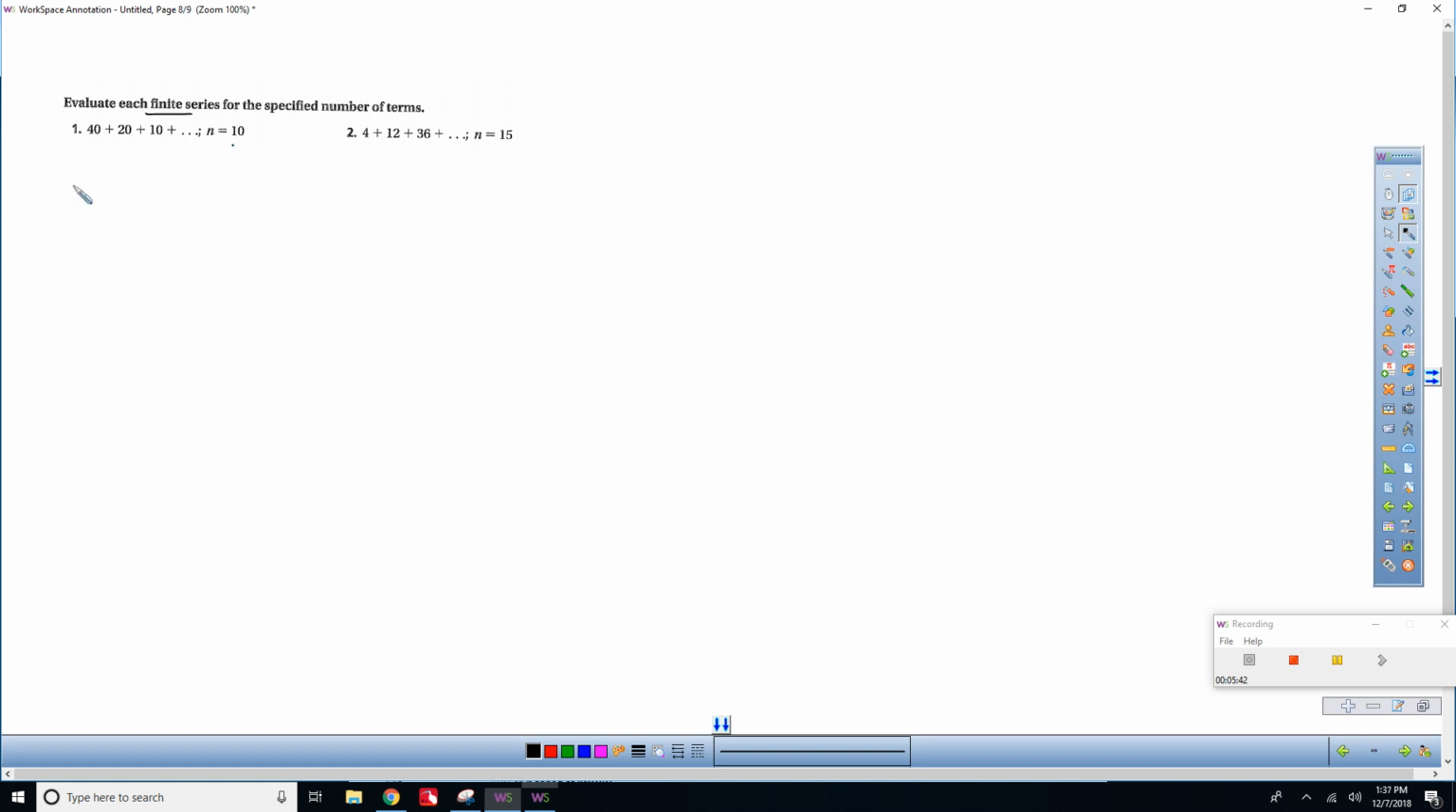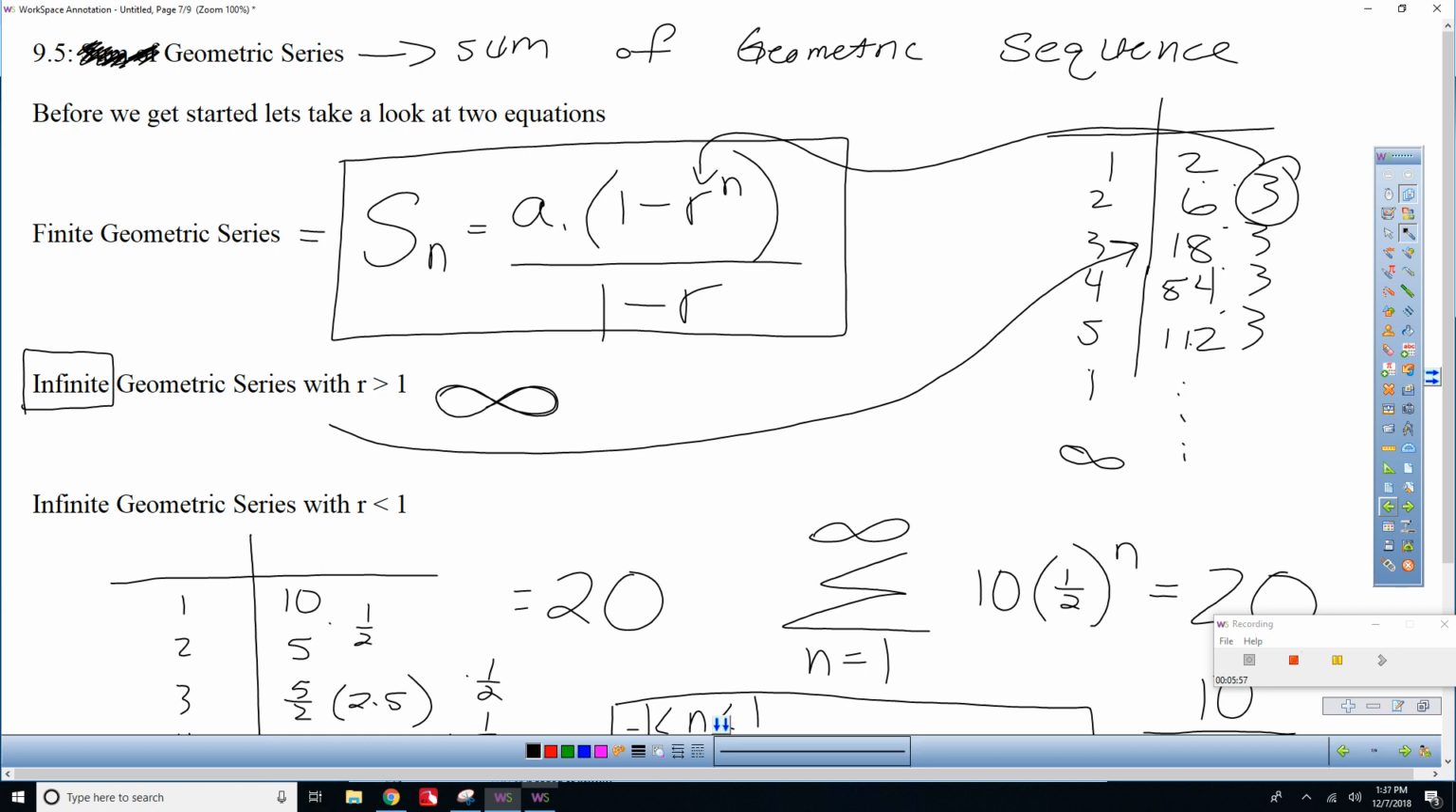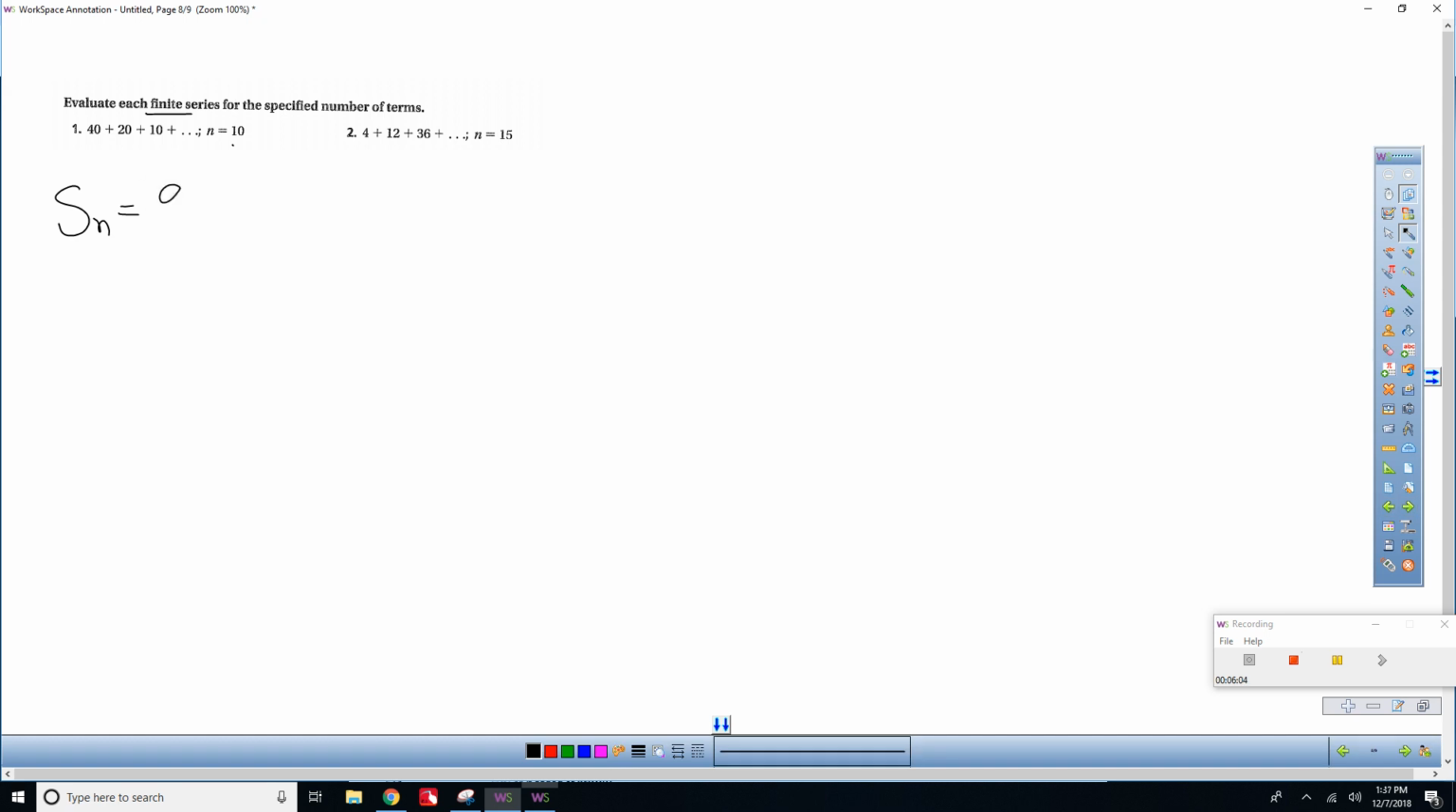For a finite series, S sub n, the sum. Let's go back to our notes. It's A times 1 minus r to the n over 1 minus r. So it's A sub 1 times 1 minus r to the n all over 1 minus r. So in this case, A is 40. It's our first term.